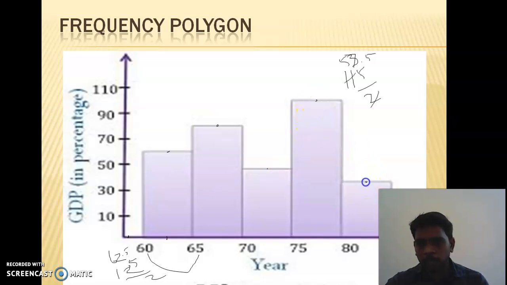And here also mark the middle of the bar. How can you find the middle of the bar? It means add these two and divide by 2, and add these two and divide by 2. That is the central value. Now I'm going to connect all the middle points with a polygon.